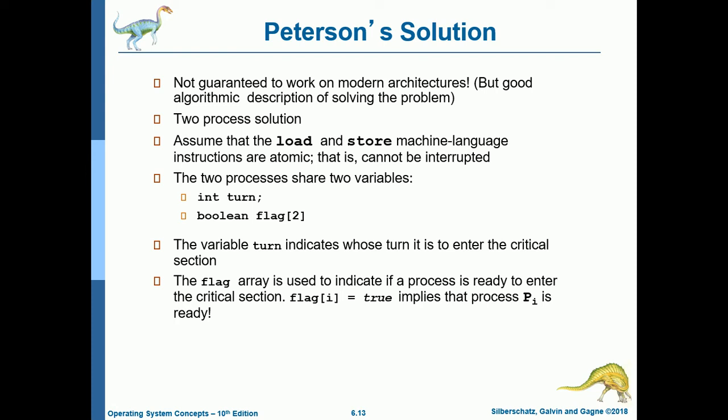It is a two-process solution. We assume that the load and store machine language instructions are atomic, meaning they cannot be interrupted. The two processes share two variables: an integer named turn, and a boolean array flag. Boolean means the value is only true or false, so the flag array has only 2 elements. The variable turn indicates whose turn it is to enter the critical section. The flag array is used to indicate if a process is ready to enter the critical section. If flag[i] is equal to true, it implies that process P sub i is ready.